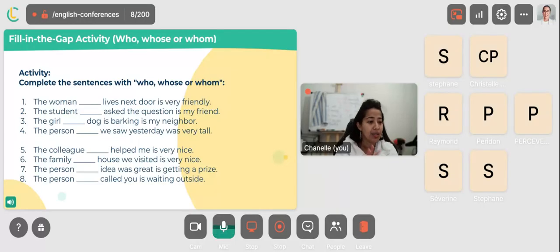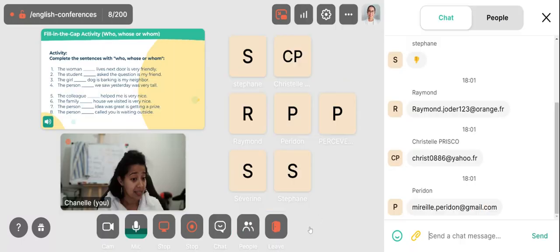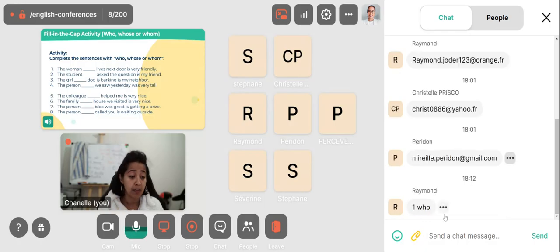So let's do this activity together. Let's start with number 1. We need to use who, whose, or whom. So let's have a look. The woman who lives next door is friendly. Please put your responses into the chat so we can have a look at some of the answers. The woman ___ lives next door is very friendly.